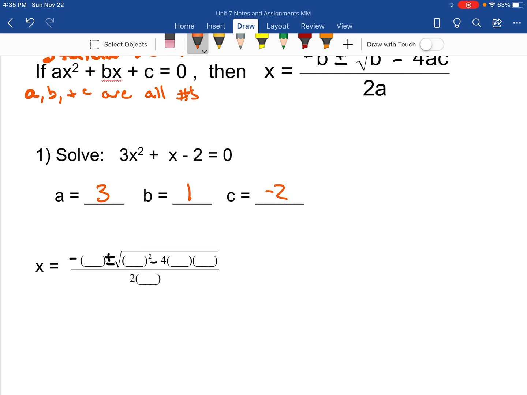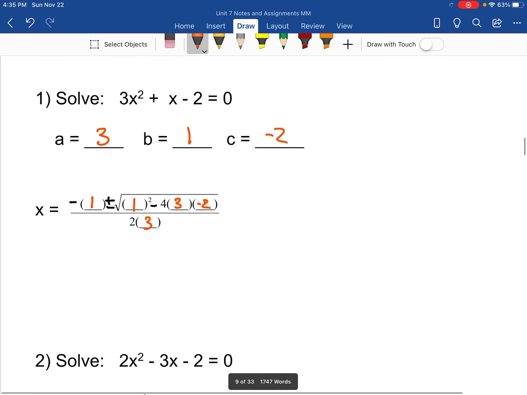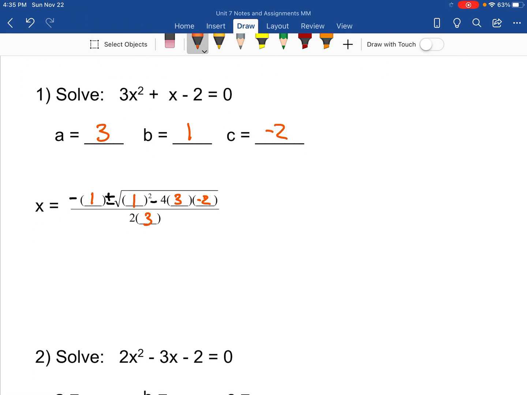Okay, so let's plug it in. So b goes here. Notice how I have it nice and set up for you. We'll do that for a little while to get you used to using it. Okay, then b squared, 4 times a, which is 3. c is negative 2. 2 times a, which is 3. So when working this, these are kind of the steps that I would suggest. Do your b squared and then your 3 numbers.